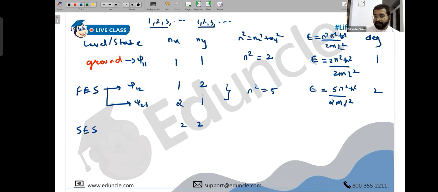That's fine. Okay. Second excited state: n square becomes 8. It is still increasing, okay? And energy becomes 8 pi square h square upon 2 m l square. Again, this does not have any degeneracy. I can say degeneracy is still 1. Here the wave function is only psi 2.